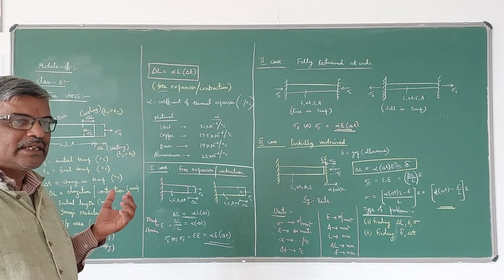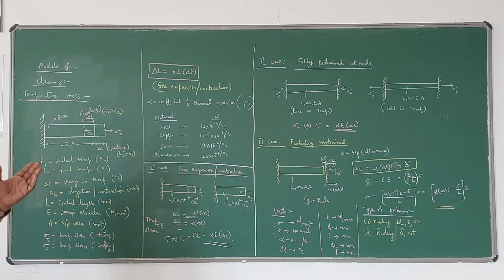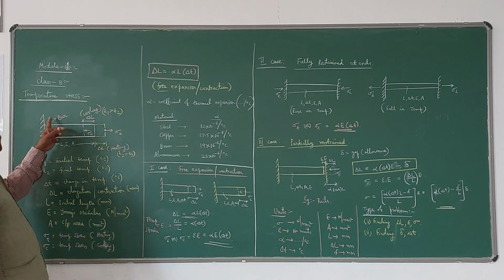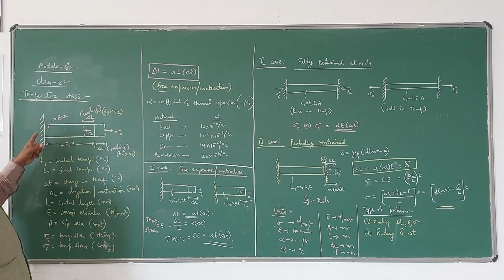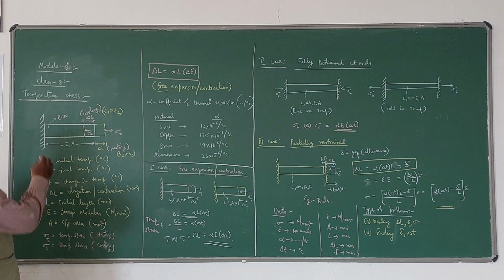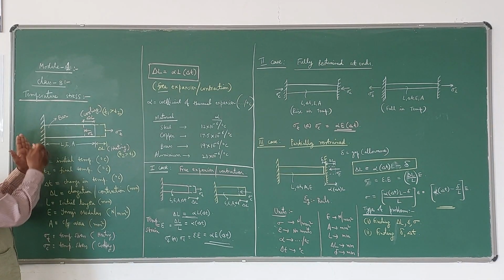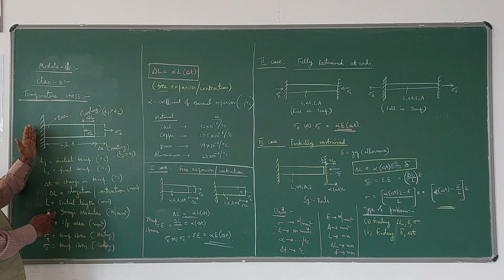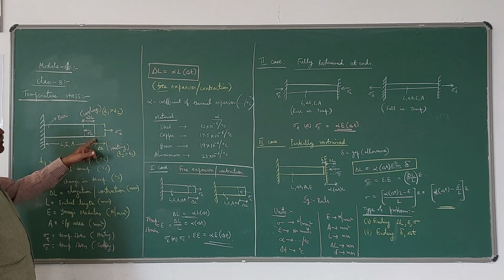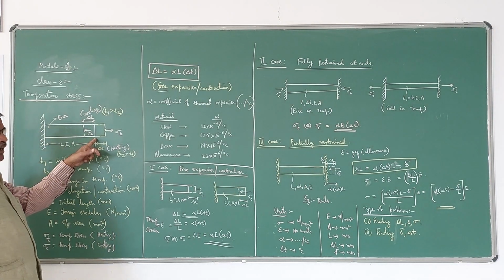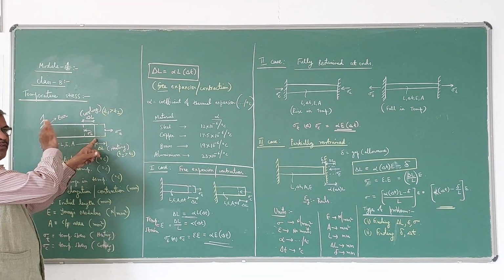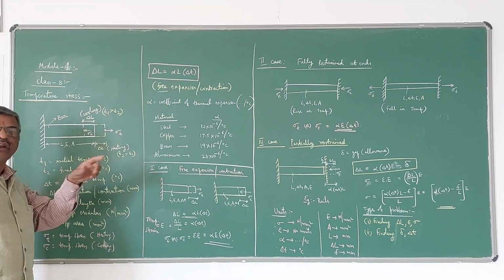That means the rod is either heated or cooled. Now, to understand the concept, I have drawn a diagram here. This end I have taken fixed, that means there is no deformation on this side. Whereas at the other end I have taken free, there is no support here. So at this end the bar tries to elongate or contract.